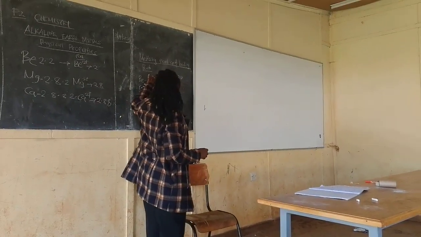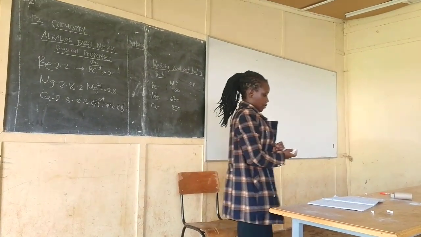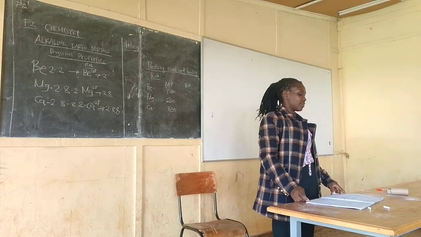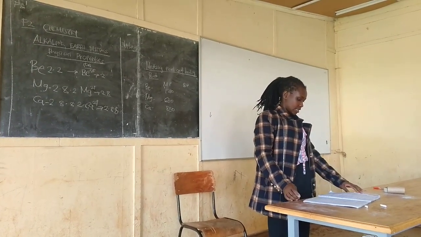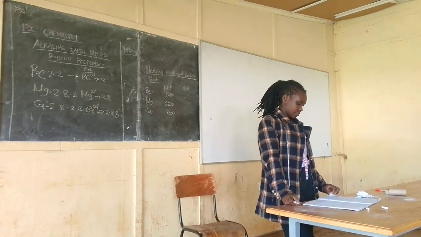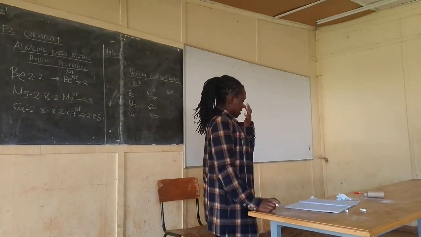See, melting point decreases down the group. Who knows the reason why melting point decreases down the group? You don't know. Let me answer that.